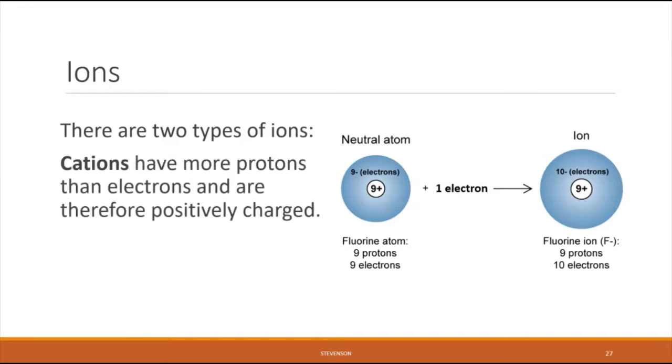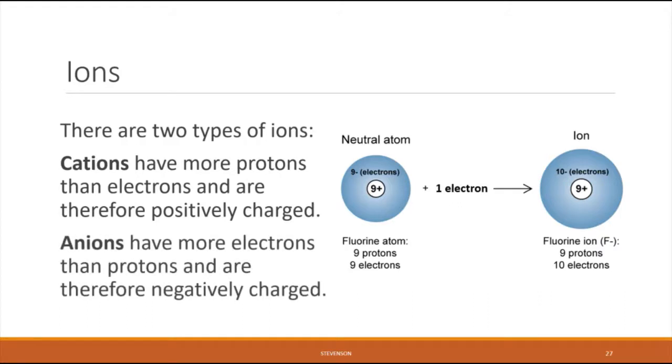A cation is defined as an ion that has more protons than it has electrons. And because of this, a cation is positively charged. It has a larger number of positively charged protons than it has negatively charged electrons, so it has an overall positive charge. On the other hand, an anion has more electrons than it has protons, and therefore it is negatively charged. It has more negatively charged particles than it has positively charged particles, so overall it comes out negatively charged.